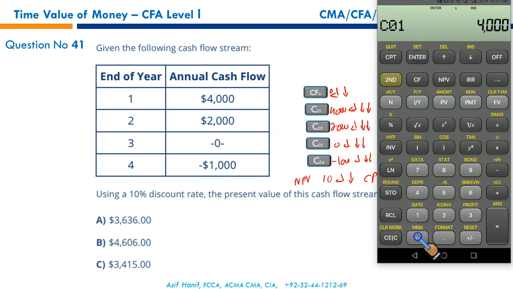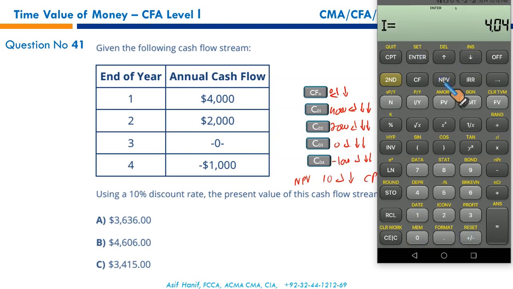$4,000, enter, down arrow key twice. 2,000, enter, down arrow key twice. Third year cash flow is 0, enter, down arrow key twice. And the fourth year cash flow is negative 1,000, enter, down arrow key twice.